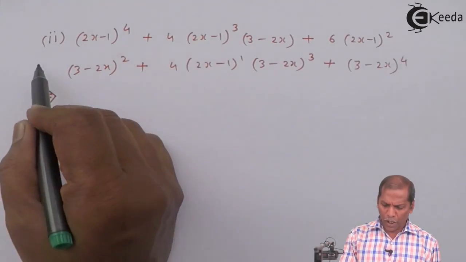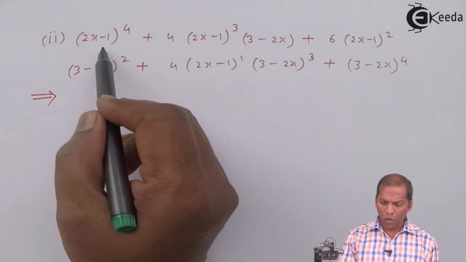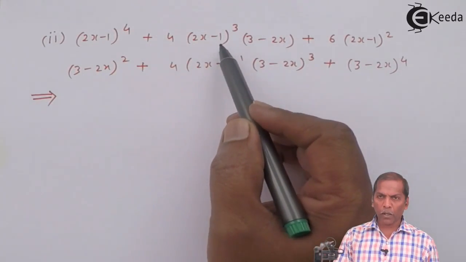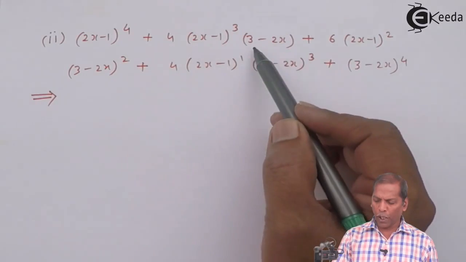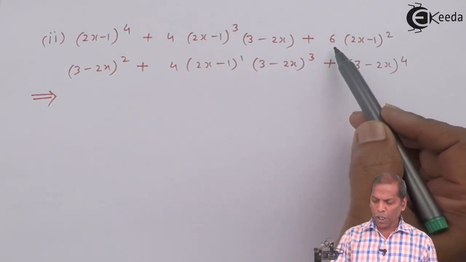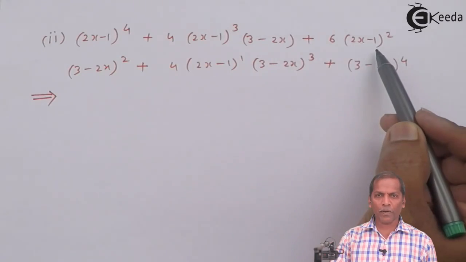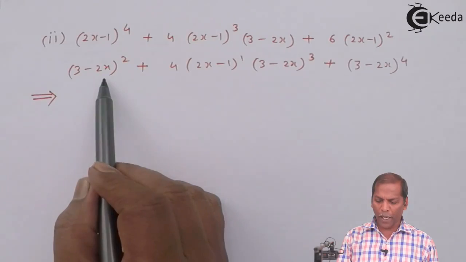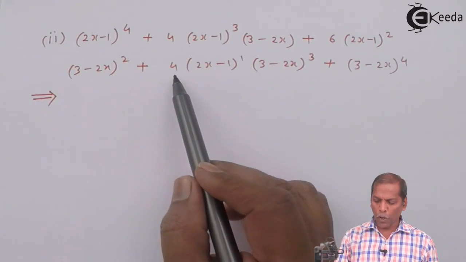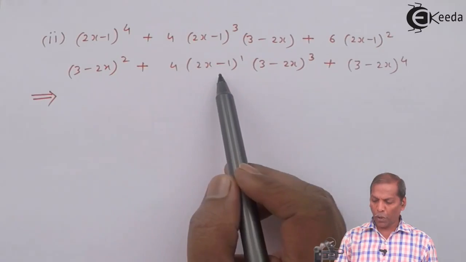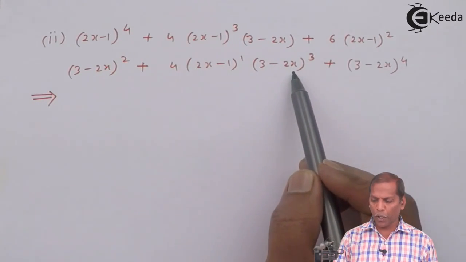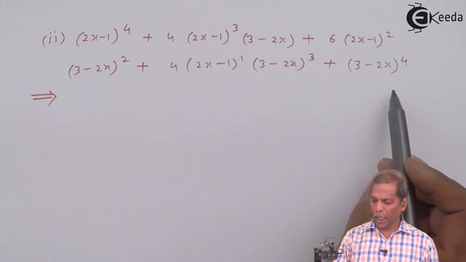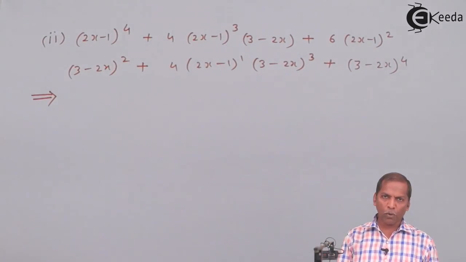The sub question 2 is (2x minus 1) raised to 4 plus 4 into (2x minus 1) cube into (3 minus 2x) plus 6 into (2x minus 1) whole square into (3 minus 2x) whole square plus 4 into (2x minus 1) into (3 minus 2x) whole cube plus (3 minus 2x) raised to 4. Now let's see the solution.